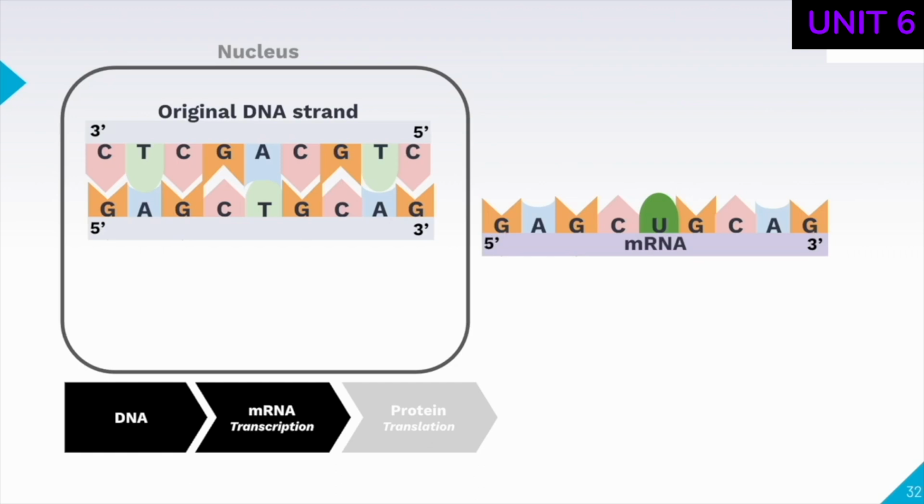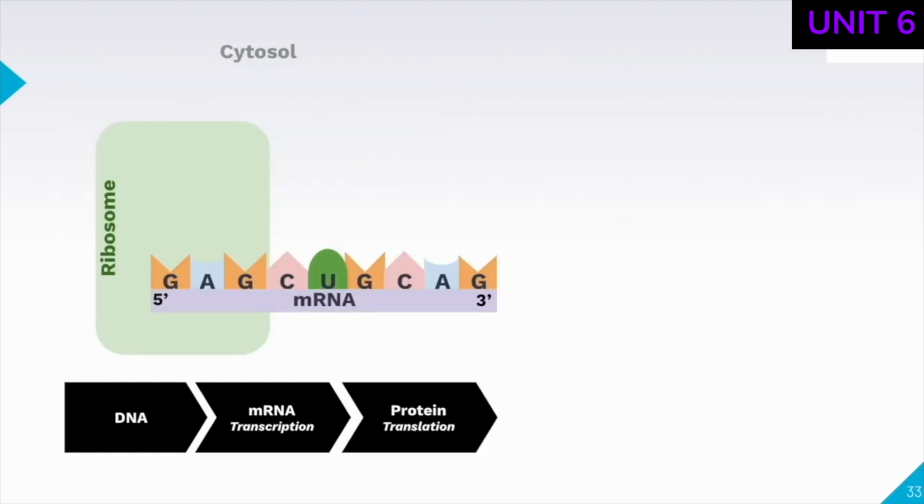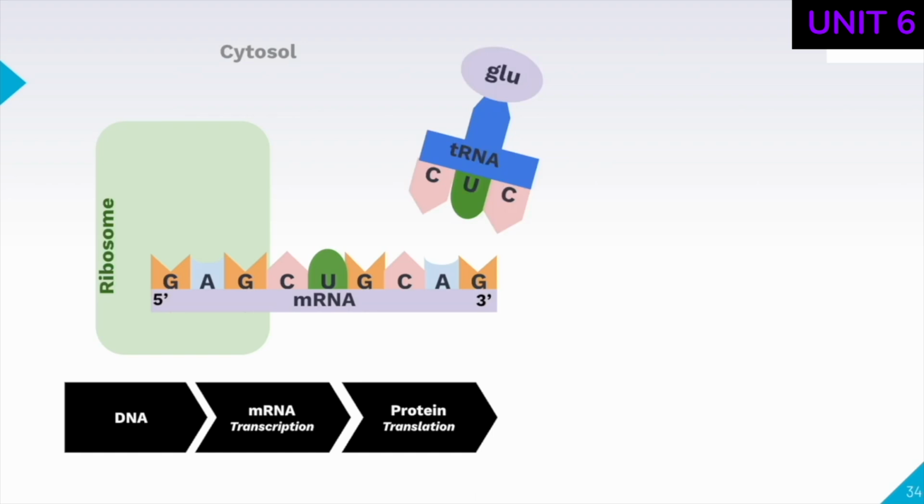RNA is also single-stranded, so once it's done copying the DNA, it'll leave the nucleus, the DNA will go back together, and then the mRNA will reach the ribosome where we can do the rest of the work, the translation part, where our tRNAs, which are another type of RNA, are going to match up with the message on the mRNA and bring over these little molecules called amino acids.